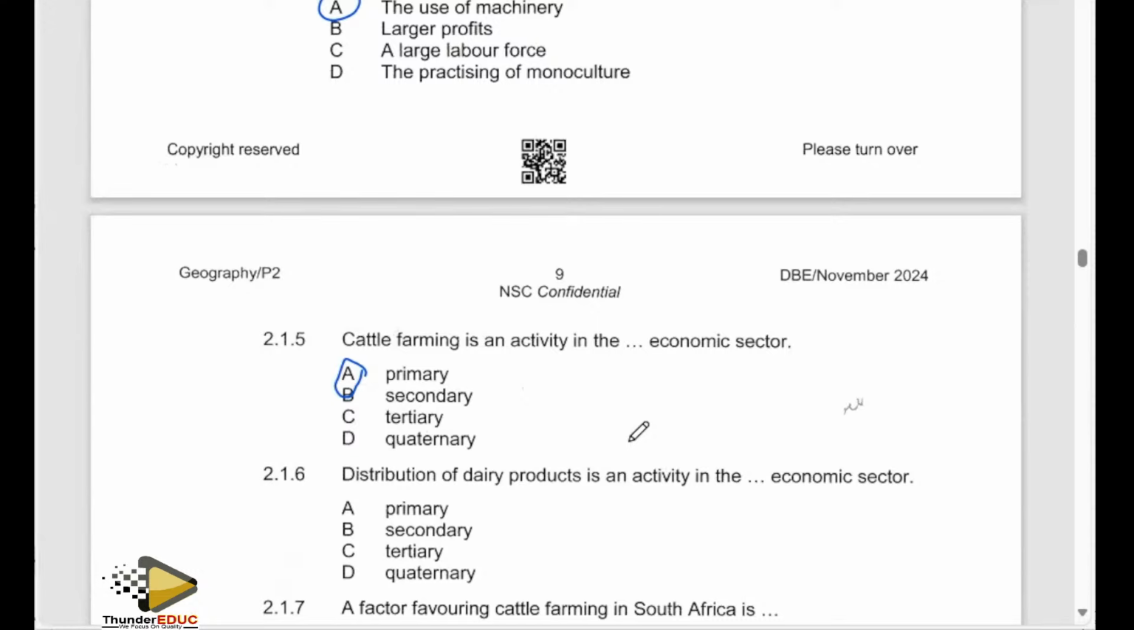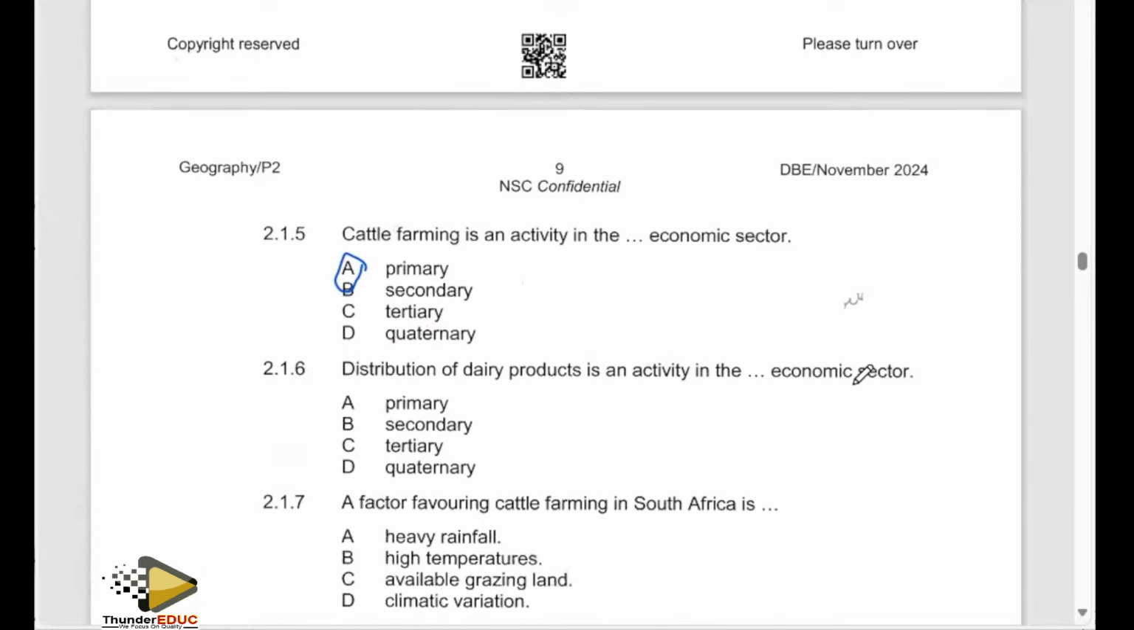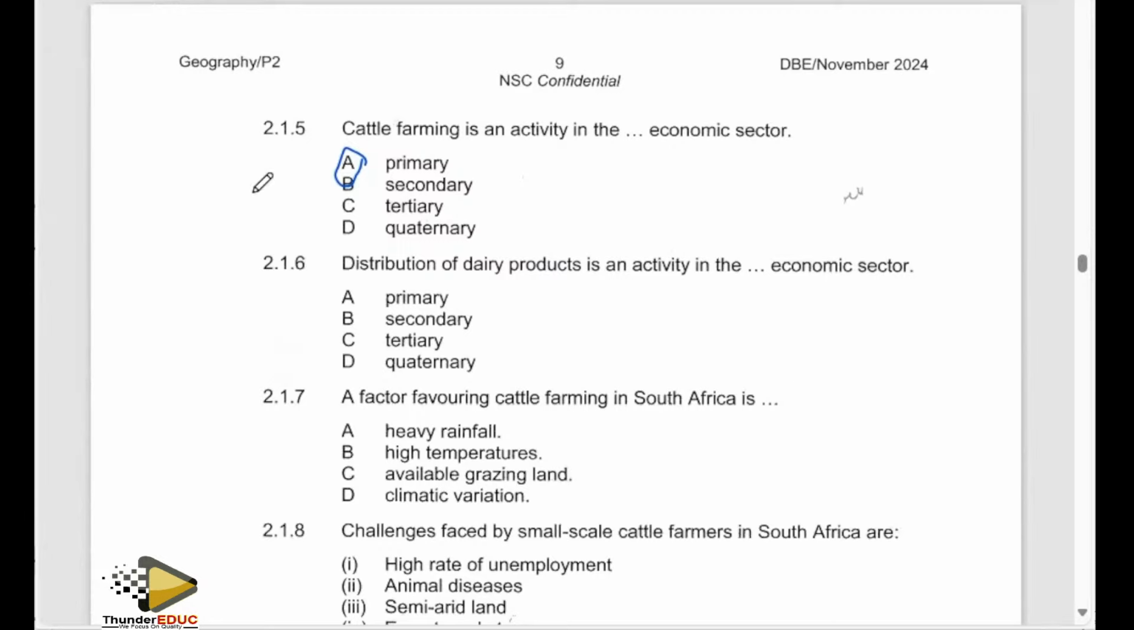We are moving on to question number 2.1.6. Distribution of dairy products is an activity in the Dash economic sector. We are looking at distribution. How do we distribute? It's coming from maybe the factory, which is a secondary activity where we are manufacturing the product. Maybe it's ice creams, chocolates, whichever milk product. The distribution part, what kind of activity?